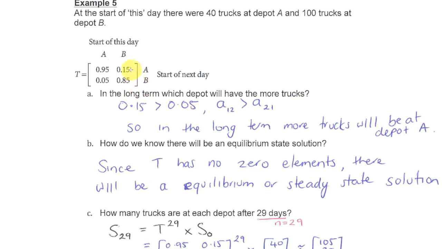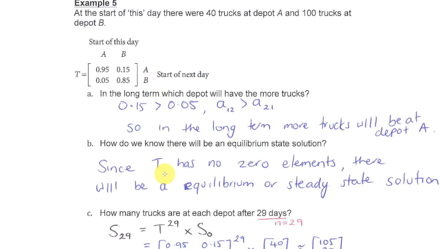Formally written, the 0.15 is greater than 0.05. That is the position A12. So A12, 0.15, is greater than position A21. Therefore, there'll be more at A. And that's defined in the rules. But the easiest way is just looking at that diagonal, which is the larger of the two. This one represents change to A. Therefore, A will have more.